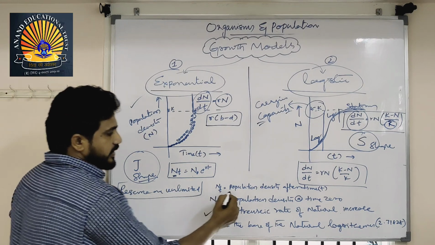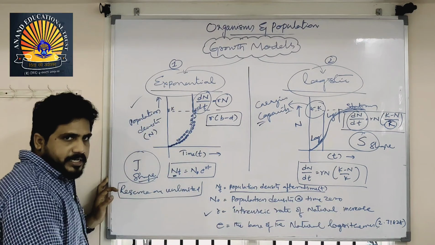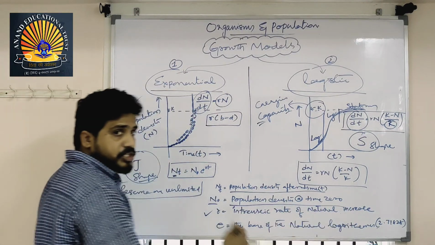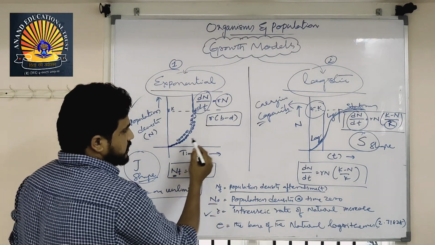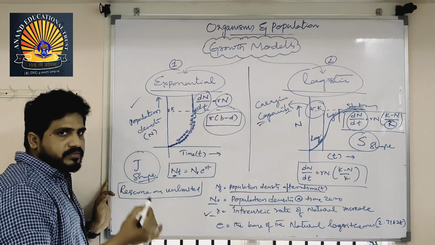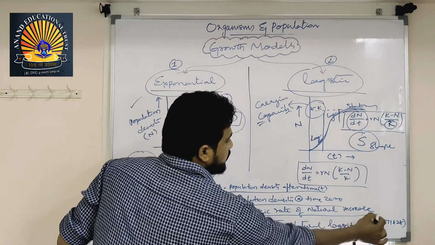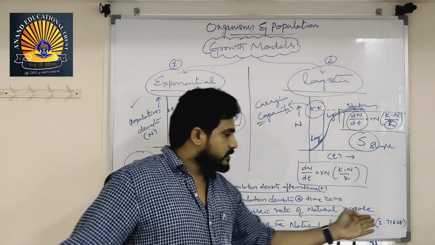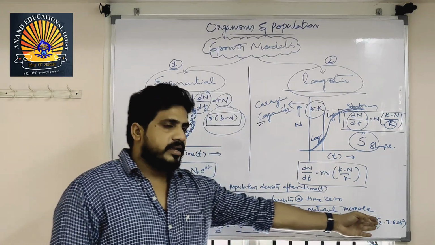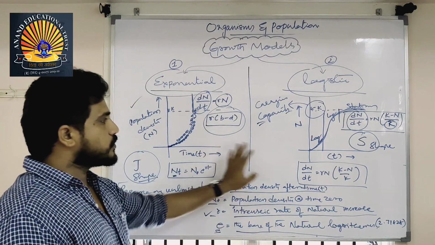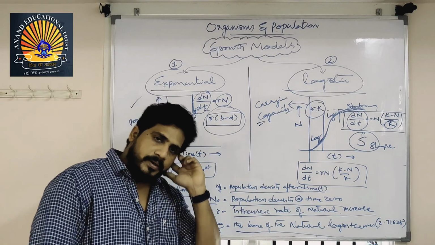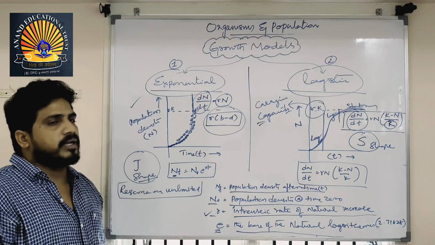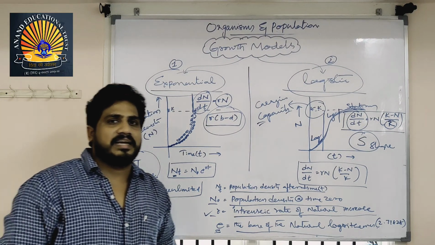Understand? Then what is Nt? Population density after time, that is measured by t. What is N naught? Population density at time 0, initial. And what is r? I told you that r means number of births minus number of deaths, nothing but intrinsic rate of natural increase. Then what is e? That is the base of the natural logarithm, the value is 2.71828. So this is how these two are comparable. You also prepare the comparison side by side. If you prepare graphs side by side, then you will definitely get clarity on this.